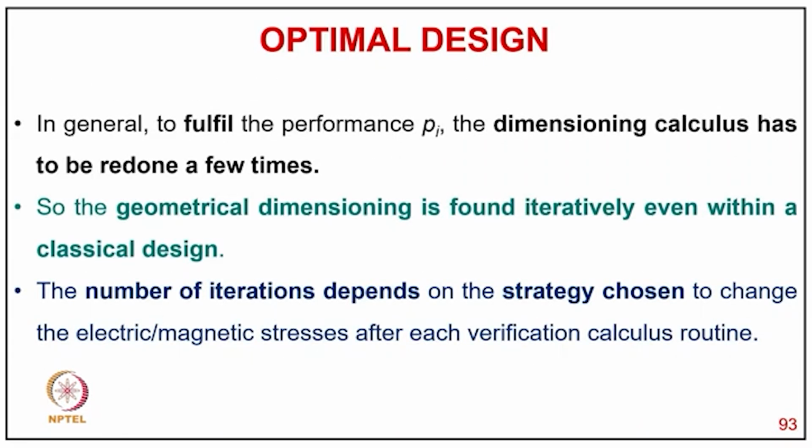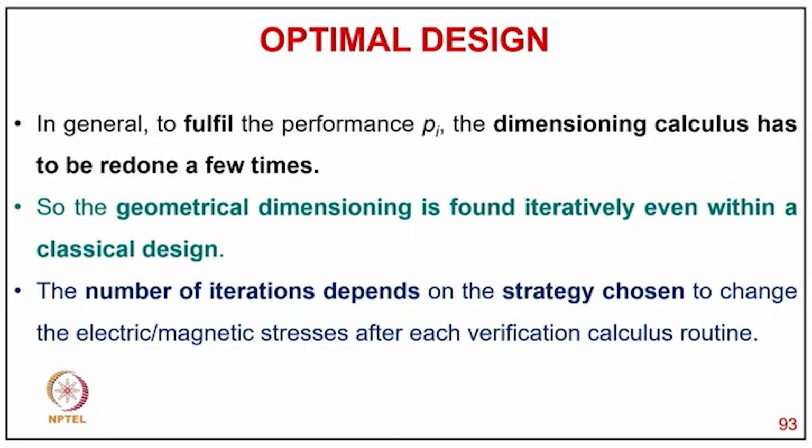So in general, to fulfill the performance Pi, the dimensioning calculation has to be redone a few times. That's why we say design is an iterative procedure. So the geometrical dimensioning is found iteratively even with the classical design.